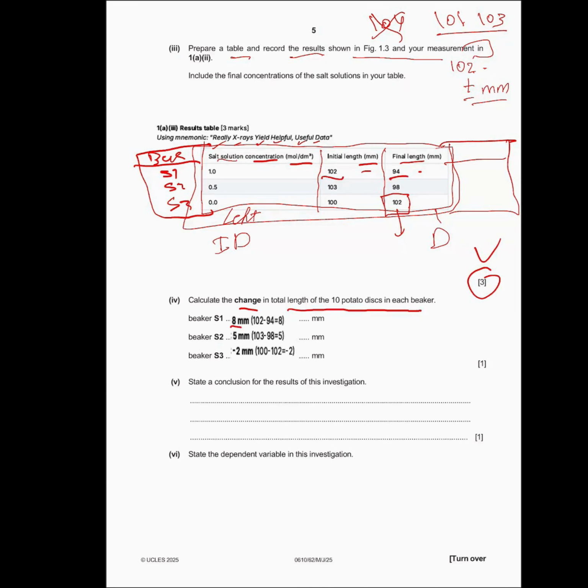So it's what? 80.2 minus 94 equals 8. In Beaker 2, S2, started with 103, ended with 98. So it's 5, this minus this. In Beaker 3, it ended with 102. So it's minus 2. So state a conclusion.